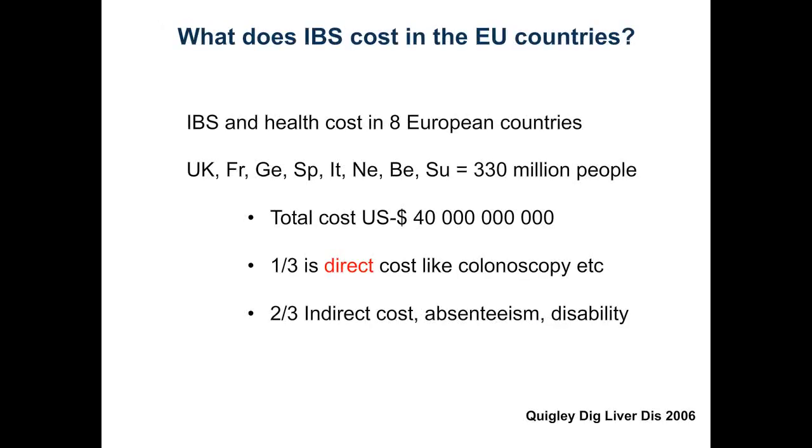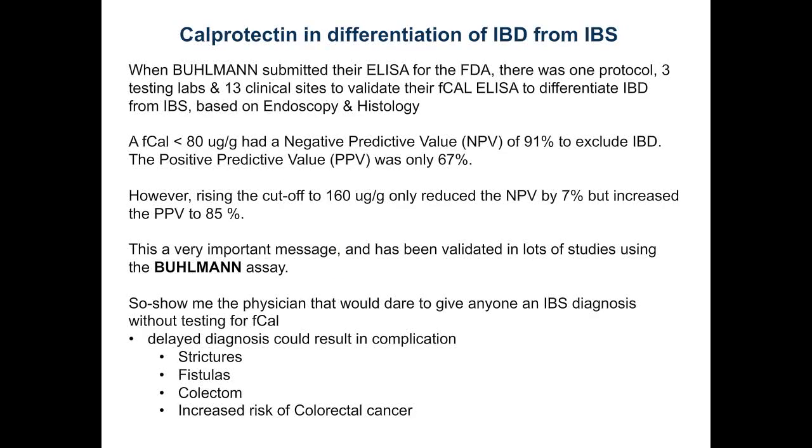So then I found some data from Europe just to compare. There was a study from 8 European countries. When I looked it up on Wikipedia, that was 330 million people, just like in the United States. We beat the Americans with a cost that was determined to be $40 billion, and 1/3 was direct cost like colonoscopies. 2/3 were indirect costs. And this data is also pretty old, from 2006. So the numbers today will not be lower, but rather much higher. So if you can differentiate the patient with IBD from IBS, we can save big money for the society and insurance company.